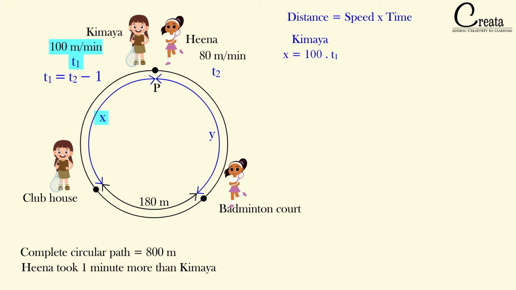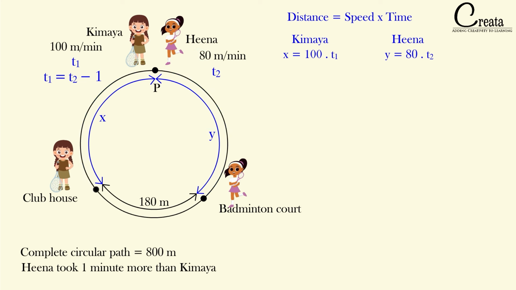So we got x is equal to 100 t1. Further, let's go for Hina. The distance is y, the average speed is 80 and the time is t2. We got distance is equal to speed into time, y is equal to 80 into t2. We got the value of x and y in terms of time.